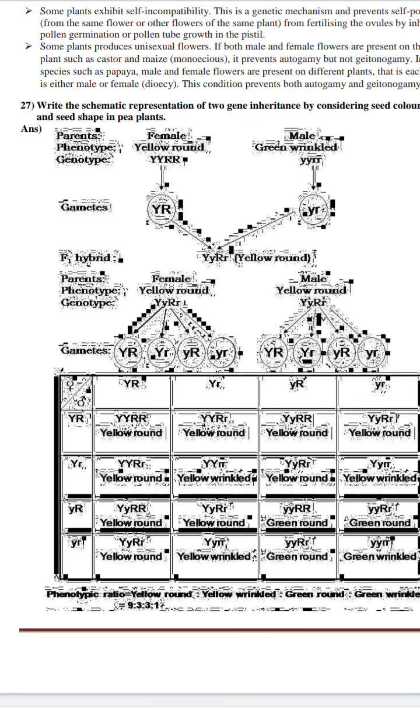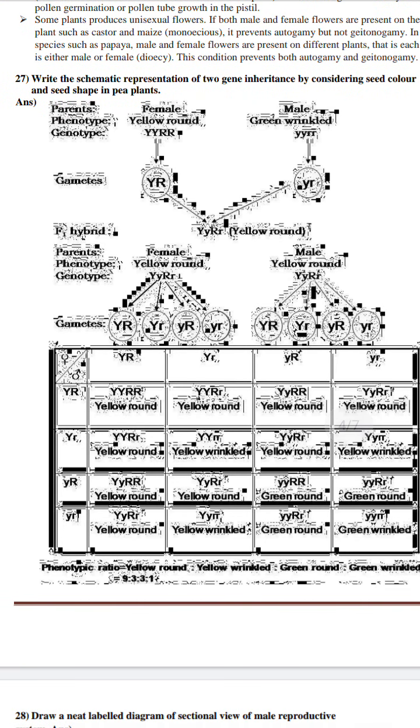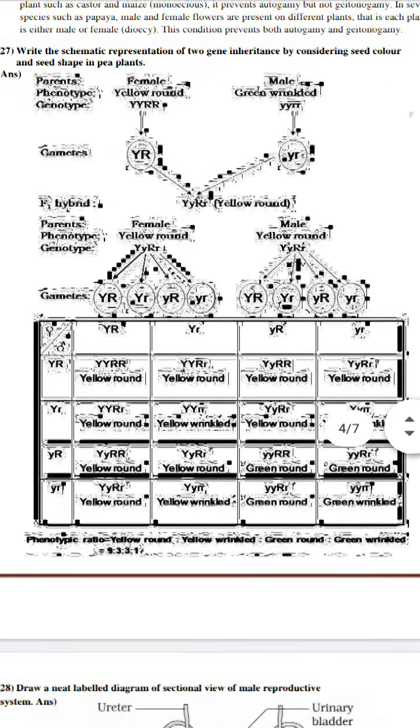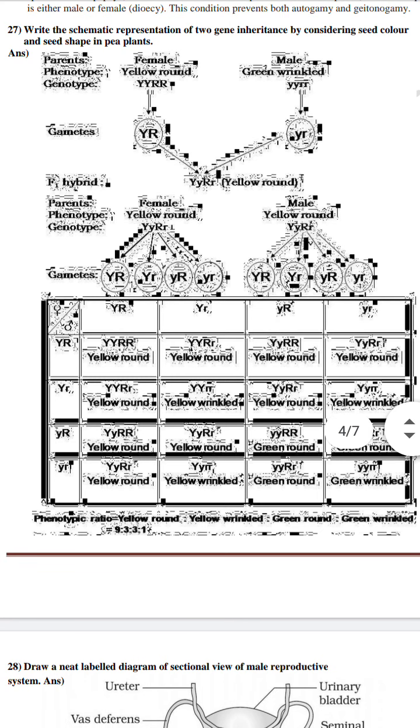So next I am going to the 27th question. Write the schematic representation of two gene inheritance by considering seed color and seed shape in pea plants. Students, dihybrid cross. This is a very important concept. In every question paper, alternately or regularly, they ask this concept. This is from the Principles of Inheritance and Variation chapter. It means the genetics chapter. You are very much aware of this one, and I am sure you can answer this question, because this is the easiest part.